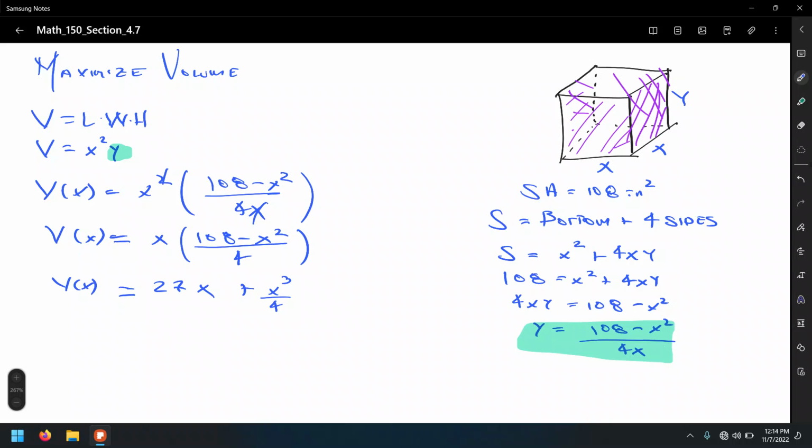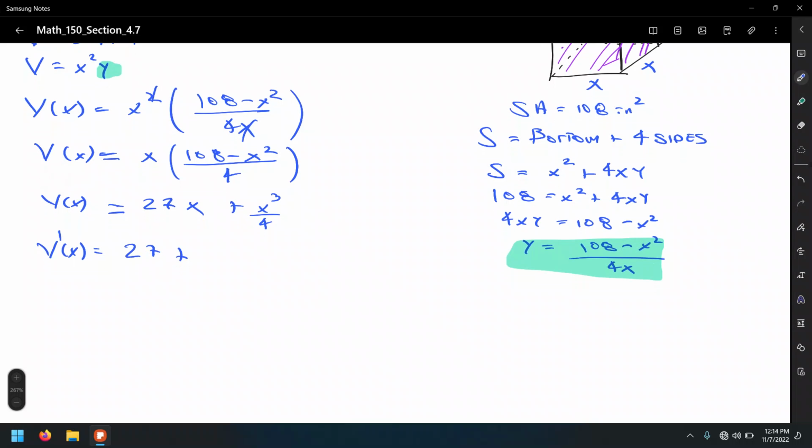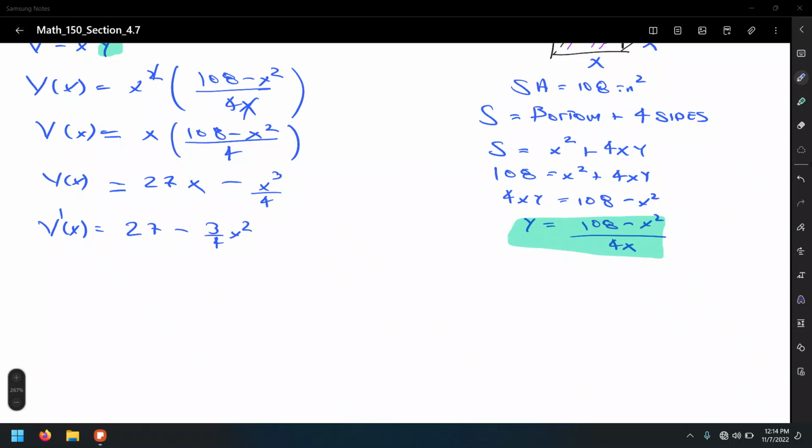So we're going to take the derivative, set it equal to 0, find the critical values, and use the second derivative test to determine whether we have a max or a min by looking at the concavity. So let's find V prime. V prime of x is 27 minus 3/4 x squared, and let's set this equal to 0 to find the critical numbers.